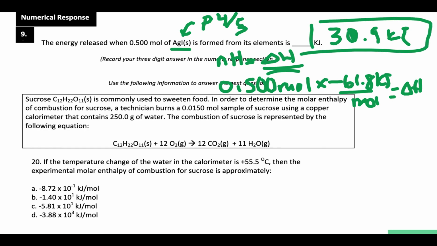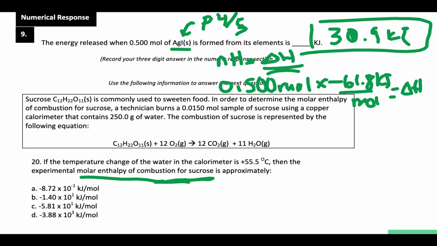The next one we're looking at, we have sucrose, some information, and it is being combusted, and it has a copper calorimeter that contains 250 grams of water, and then asks you the combustion of sucrose. So looking at this, we're solving for the molar enthalpy of combustion for sucrose.